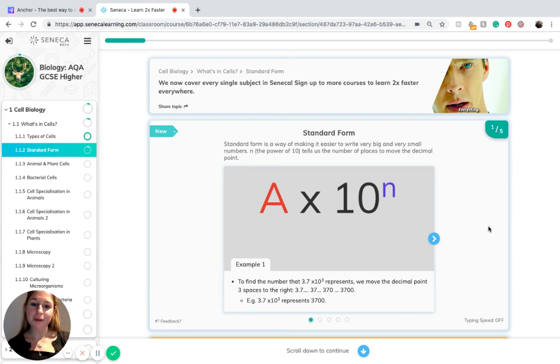I'm Libby, and today we're going to be talking about standard form in biology. So standard form is a way of making it easier to write very big and very small numbers. N, the power of 10, tells us the number of places to move the decimal point.